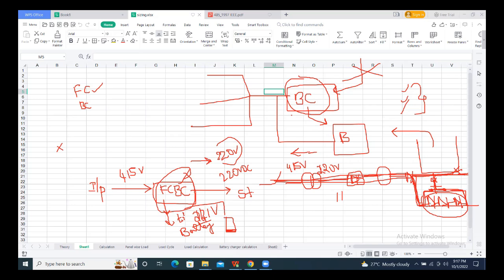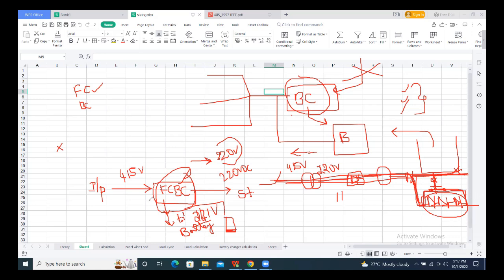Dropper diodes are generally used to drop the voltage at the boost mode, because the voltage which is coming here is not 220 volts, it is 240 volts. This 242 volts is required for the battery, not for the station load. So to drop that voltage, we require dropper diodes here. That is the purpose of dropper diodes.